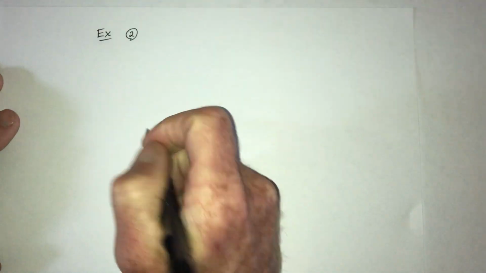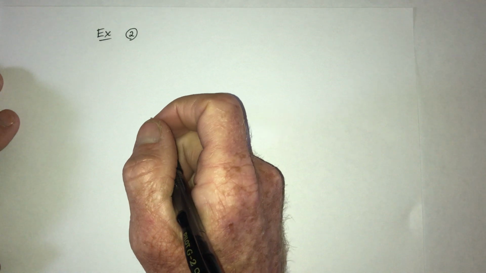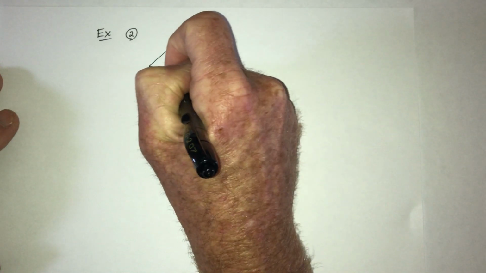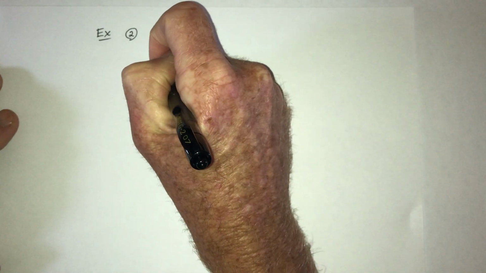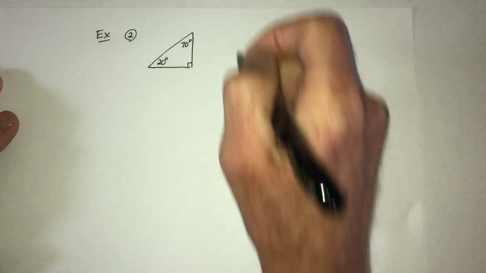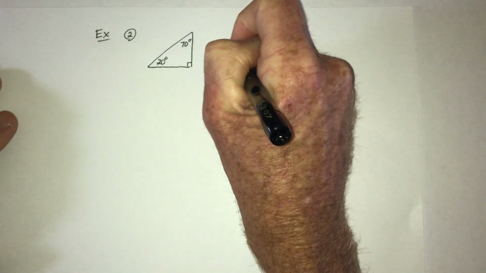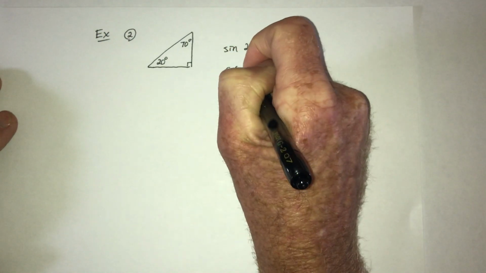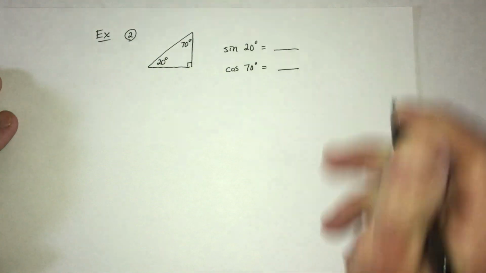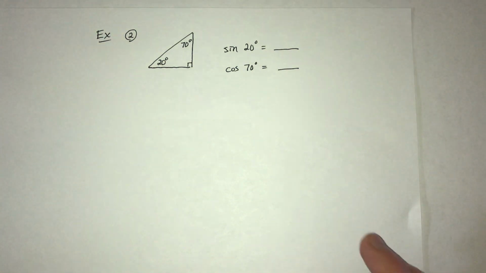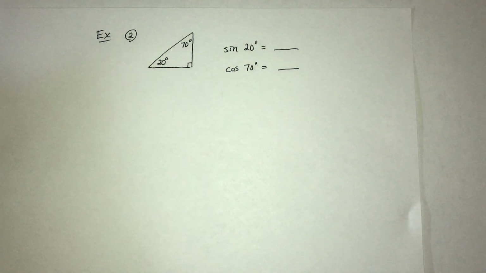Example number 2. So suppose that you have this triangle, and this is not drawn to scale, but let's say this is 20 degrees and this is 70 degrees. So then sine of 20 degrees equals, and cosine of 70 degrees equals. So this is just meant to be a very easy, fast example, basically showing you the cofunction theorem, but in a different way, using a calculator.